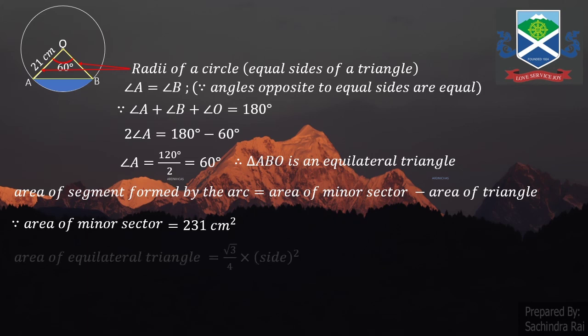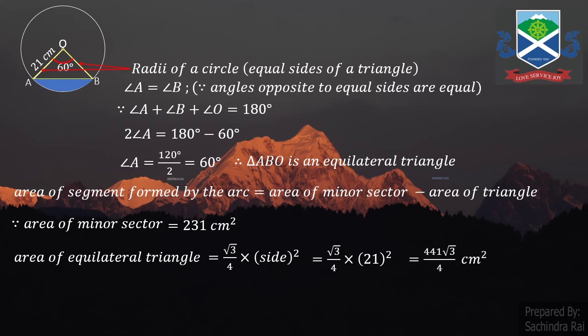Now the formula for equilateral triangle is root 3 by 4 side square. You can remember this formula. Area of equilateral triangle, any equilateral triangle, is root 3 by 4 side square. So when you put the value of side and square it, we get root 3 by 4 into 21 square, because the side is 21. So 21 square, we get 441 root 3 by 4 centimeter square, which is the area of an equilateral triangle.